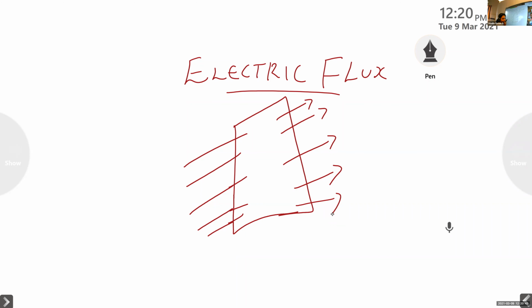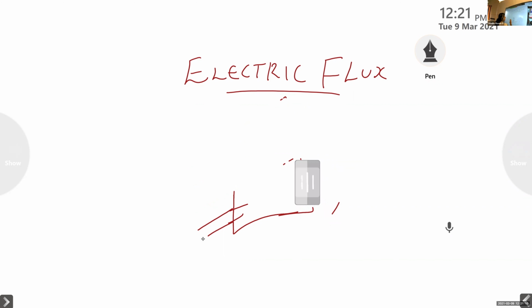Do you get what you mean by electric flux? Michael, what is electric flux? It's the total number of electric field lines passing through a given area. That's very good. The total number of electric field lines passing through a given area is known as electric flux. And this electric flux is represented by a symbol.